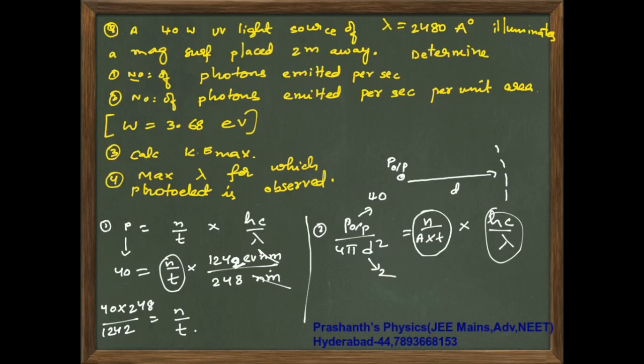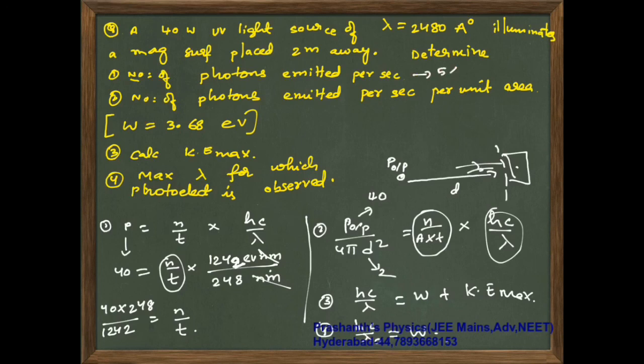Now for kinetic energy, Ke max, it is pretty simple. The light that is coming, you have the object here, photoelectric effect is happening. So for third bit, Ke max: hc by lambda is equal to work function plus Ke max. Do this, then once you get work function, for fourth bit the answer is hc by lambda naught is equal to work function. If you are simplifying everything correctly, the answers you are going to get: for first question it is 5 into 10 power 19. For second it is 9.9 into 10 power 17. For Ke max it is 1.32 electron volt. For this it is 337.5 nanometers.